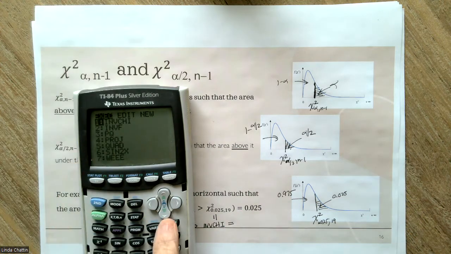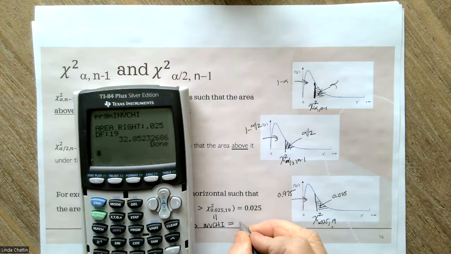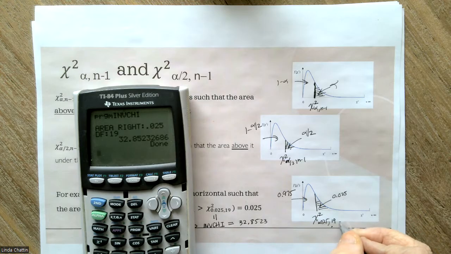I'm going to hit program, then inverse chi, and then I'm going to hit enter again to get it started. It's going to prompt me. It says area right. That's like area above. Maybe I should have called it area above, but the area above here is 0.025. Then I hit enter. It's going to ask me for the degrees of freedom, which is this 19 right here. And then it'll give me this value. Right here, it's thinking, there we go. It's 32.8523.